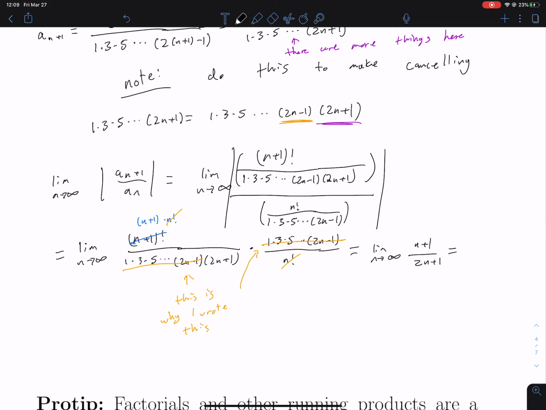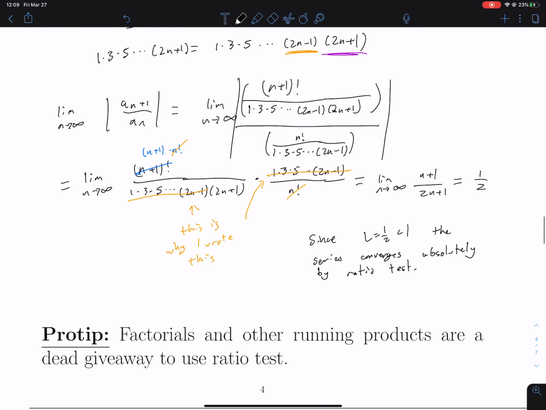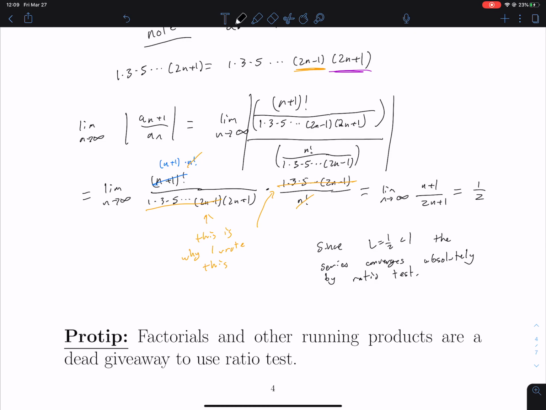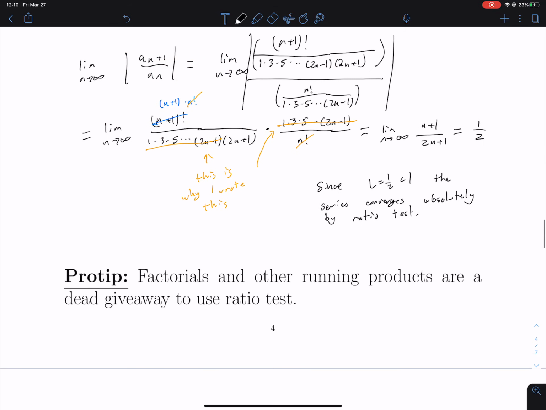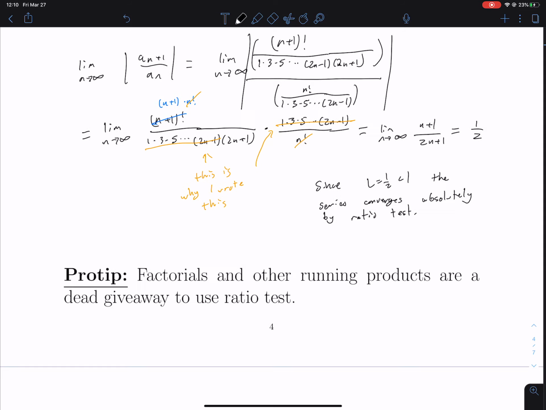Okay, and this limit is top wins, bottom wins. It's a tie. We go to the ratio, so this limit is a half. And since L equals a half, which is less than 1, the series converges absolutely by ratio test. Okay, and factorials and other running products, a factorial really is a running product, are always a dead giveaway to use ratio test. Whenever you see factorials or running products, use ratio test.